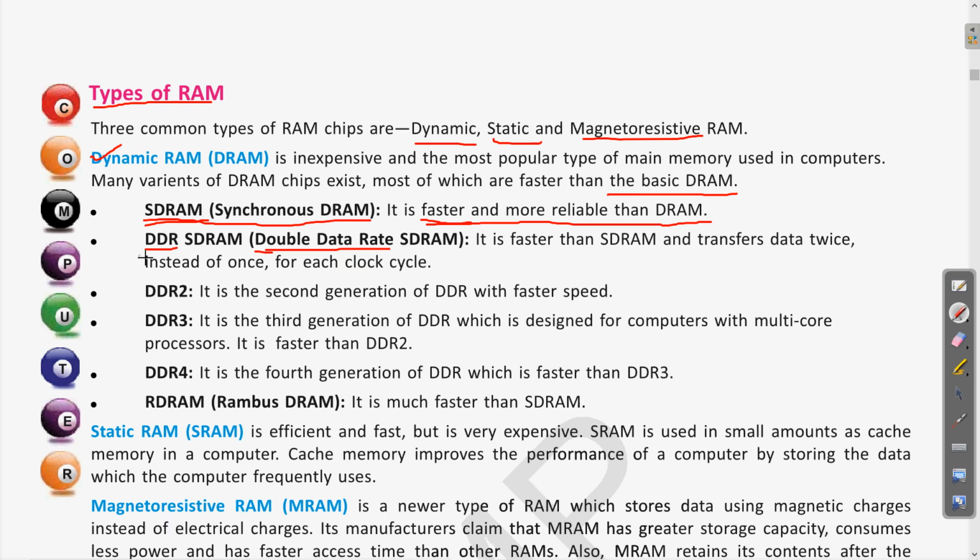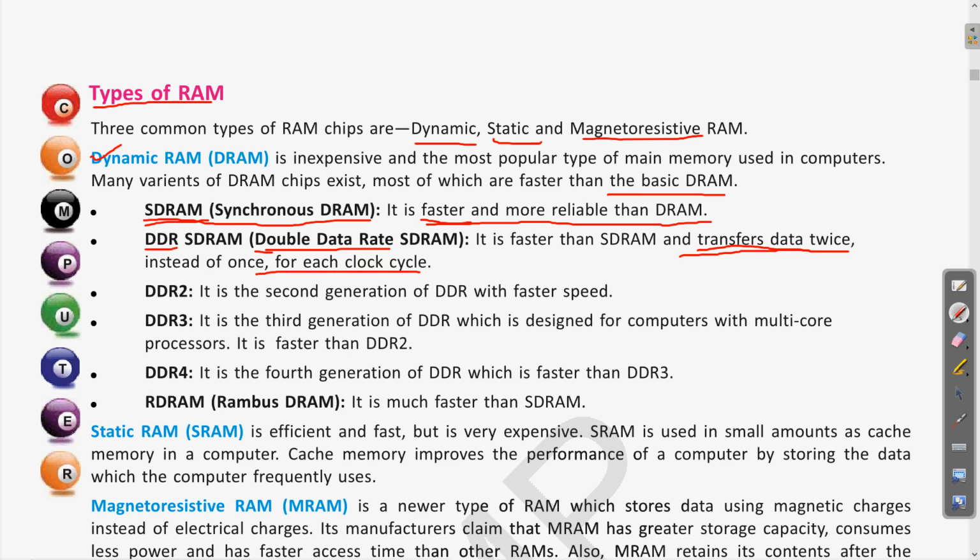As the name says, it is double data rate. It means it will have something double. What will it have double? Let us see. It is faster than the SDRAM and transfers data twice. So what was double here? The transfer rate of the data is double. Because of this the name is double data rate. If it has double the capacity, then the processing speed will also enhance. So it is faster than SDRAM and transfers data twice instead of once for each clock cycle.